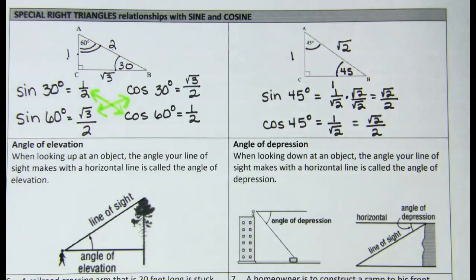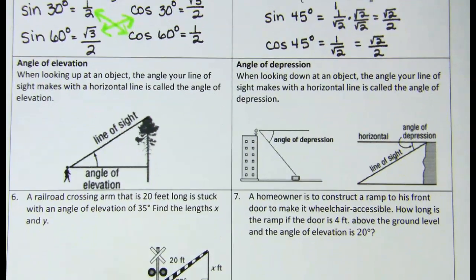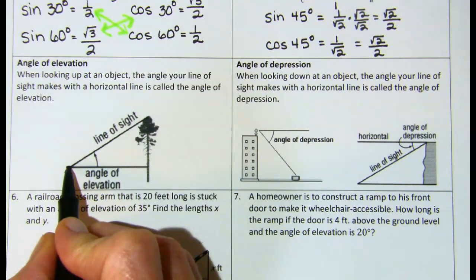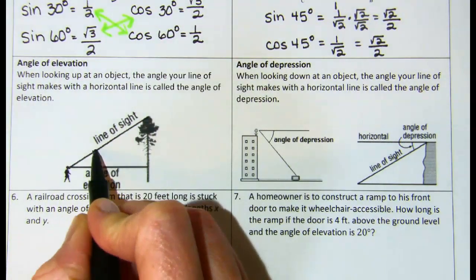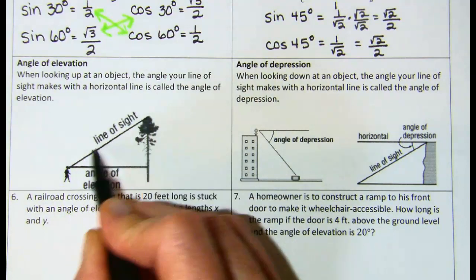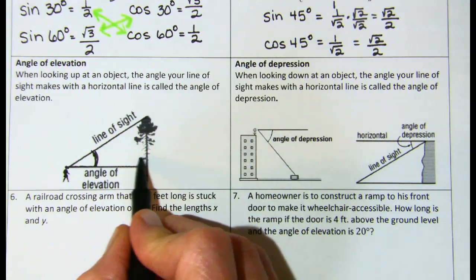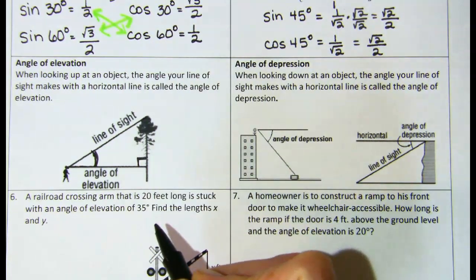Now, the next thing we're going to tackle is going to be angles of elevation and angles of depression. So first, angles of elevation. When looking up at an object, the angle your line of sight makes with the horizontal line is called the angle of elevation. It is very important that you know this is coming from the eyes, and there is an angle right here. Your eyesight goes forward. The angle when you're looking up to something is called the angle of elevation.